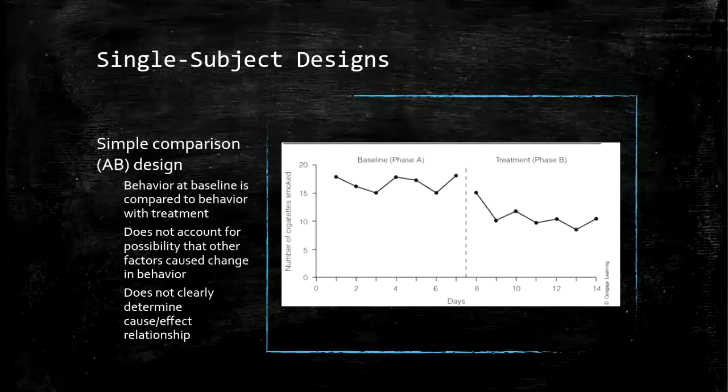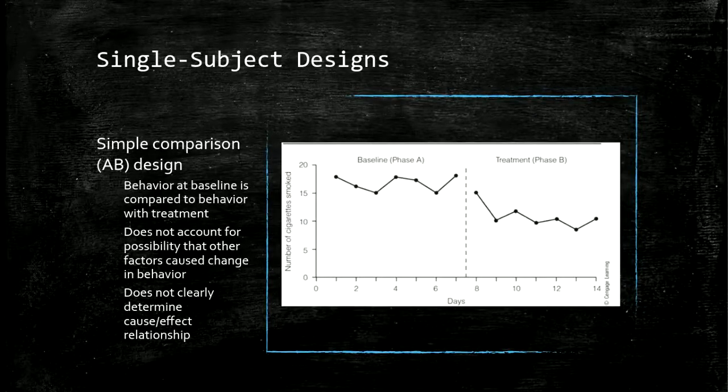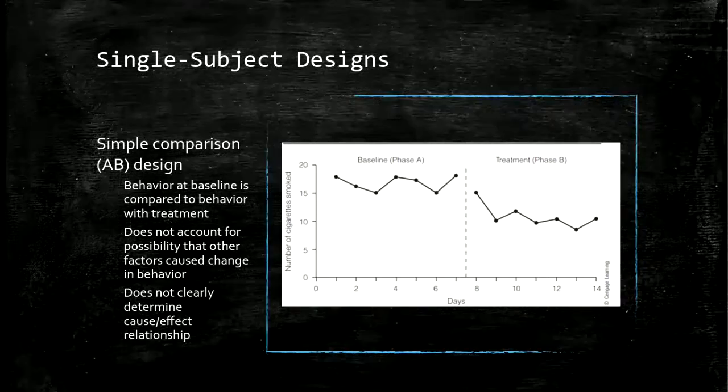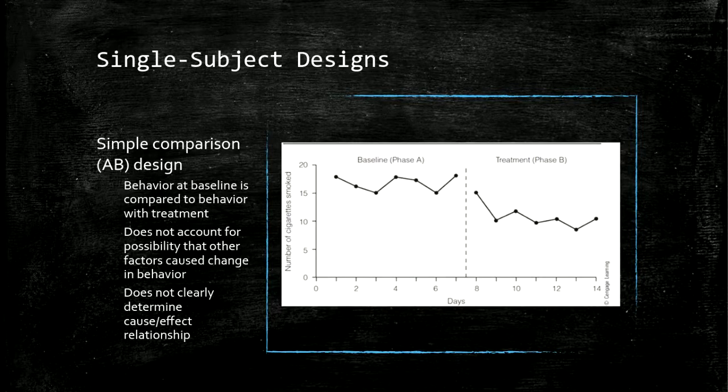So the other type of experimental research is single subject designs. So again, this involves either a single participant, a single subject, or small numbers of participants. The first type is the simple comparison or the A-B design. Here, you measure behavior at baseline, meaning you're measuring the behavior without any intervention. You then implement an intervention, and you see if that behavior changes as the intervention is implemented.